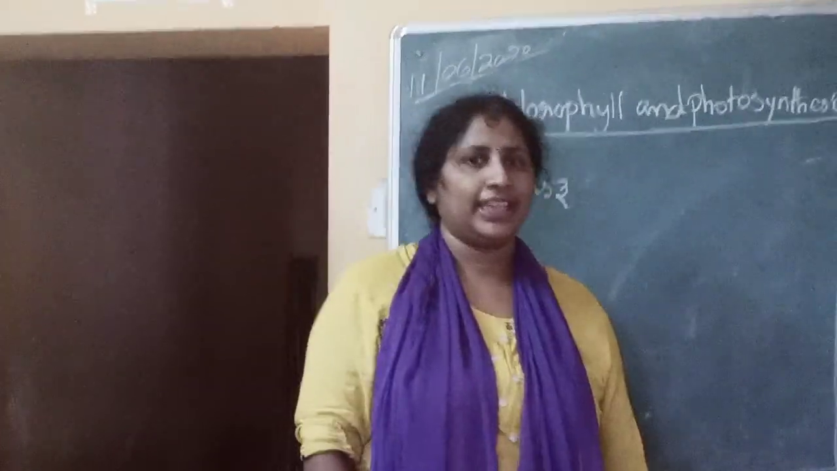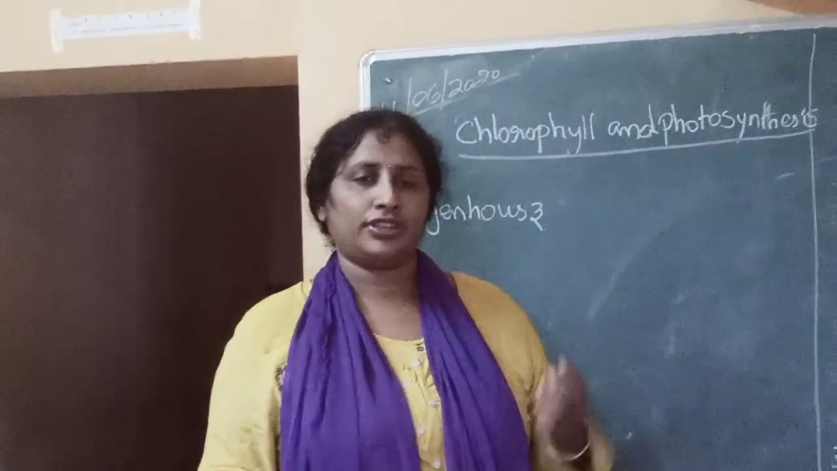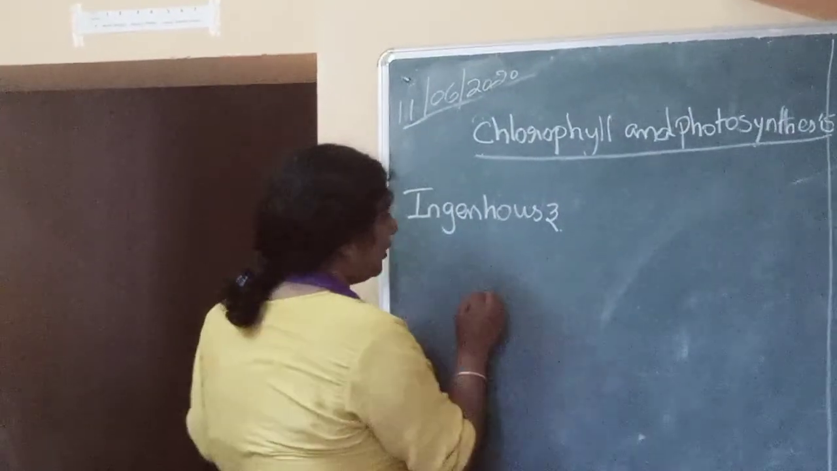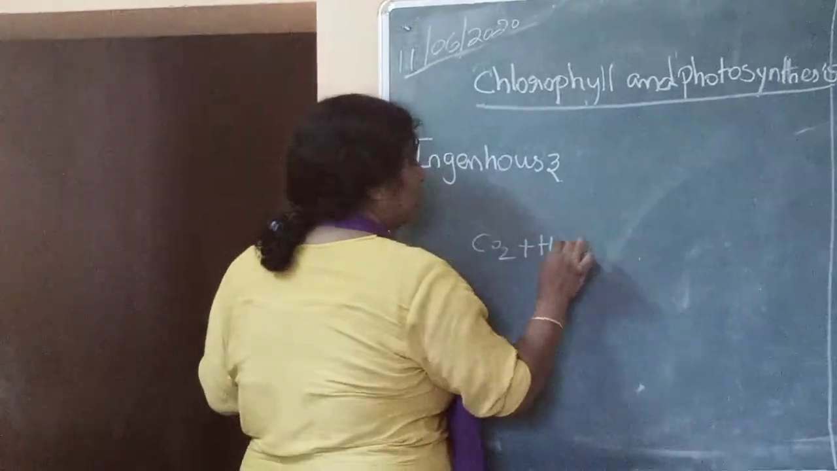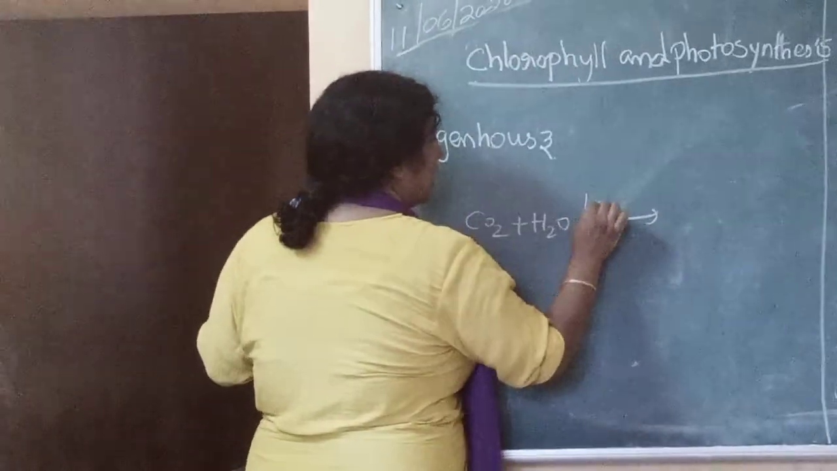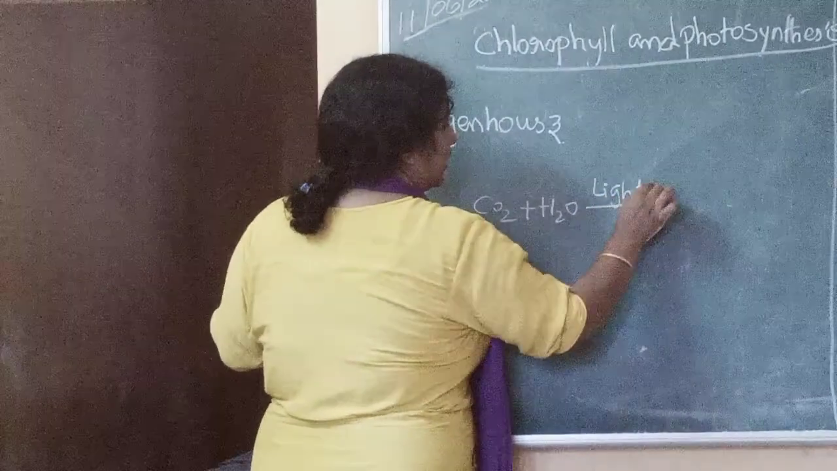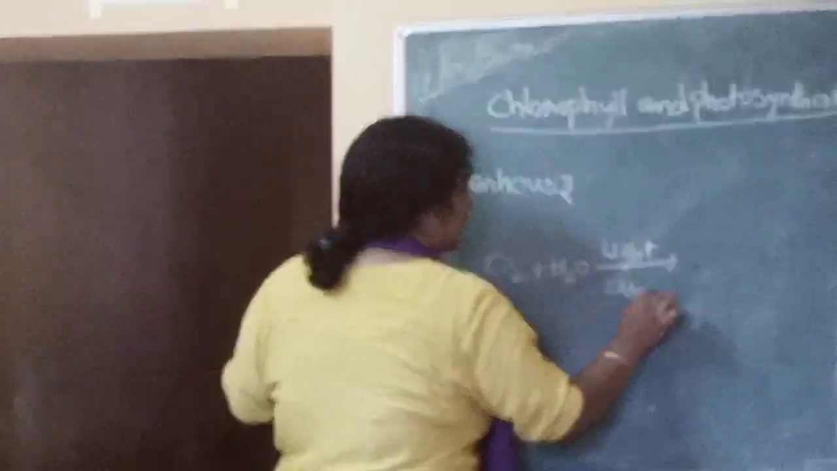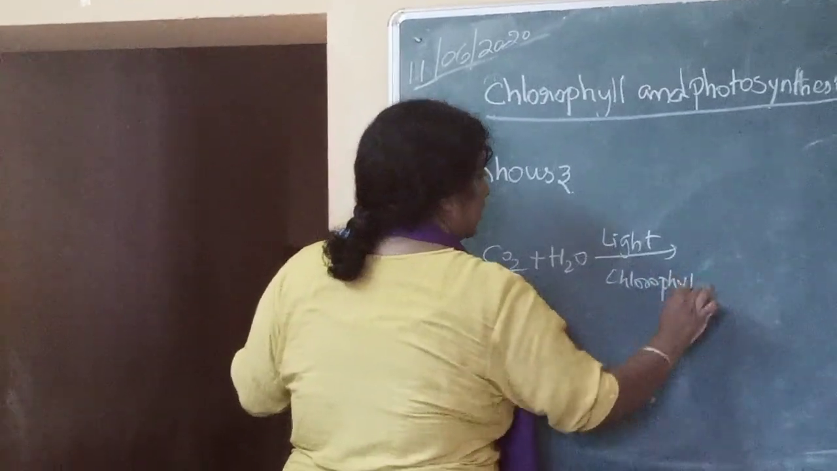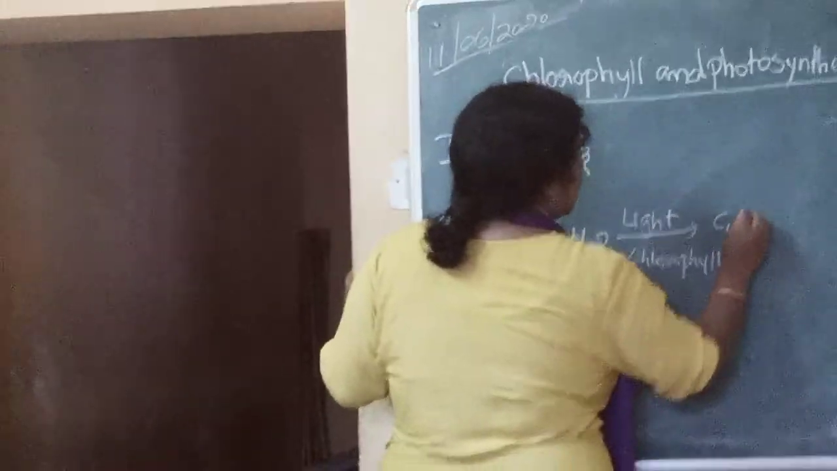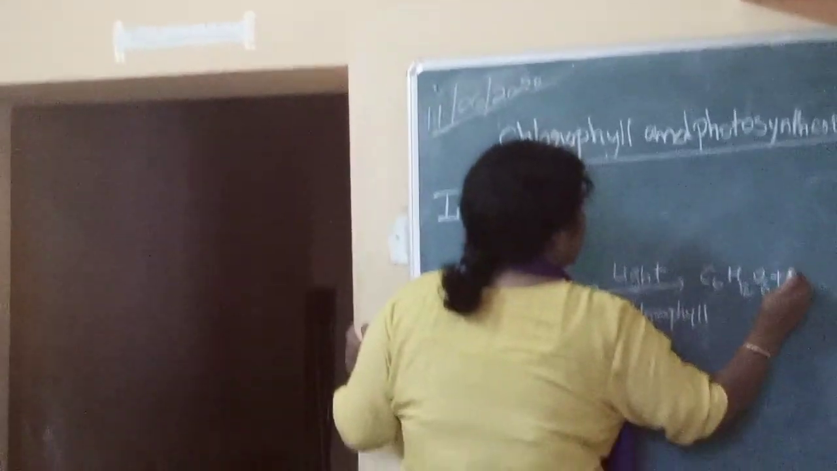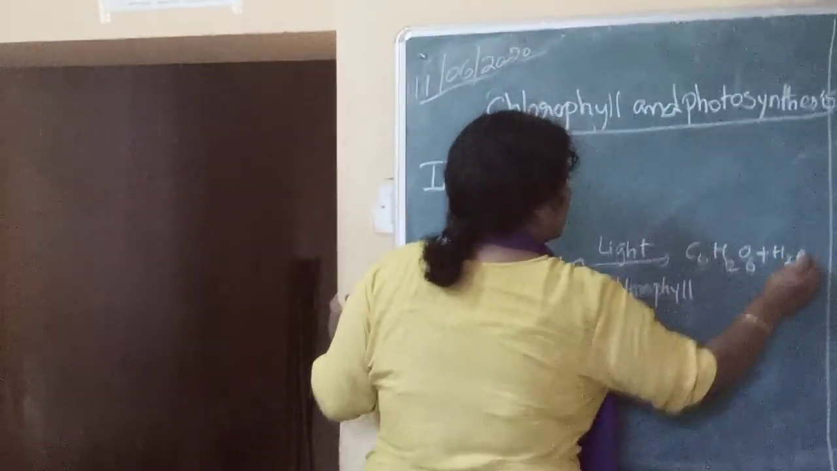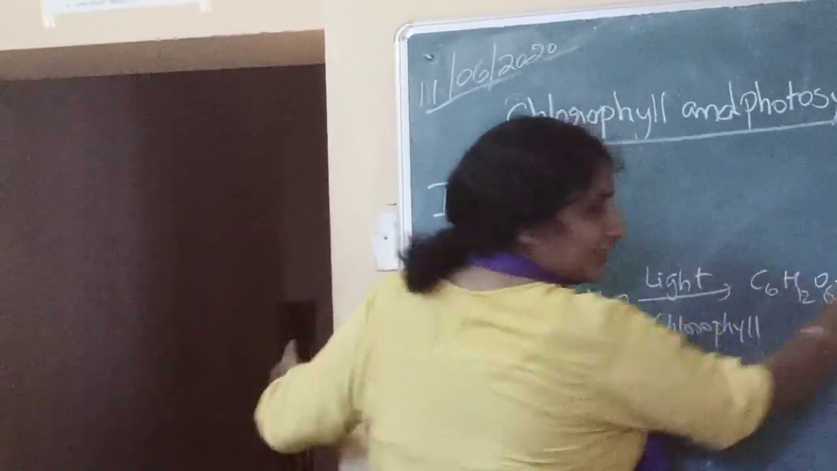The next topic is chlorophyll and photosynthesis. If you see the photosynthesis equation, carbon dioxide plus water, in the presence of light and chlorophyll, gives rise to C6H12O6 glucose plus water plus oxygen.